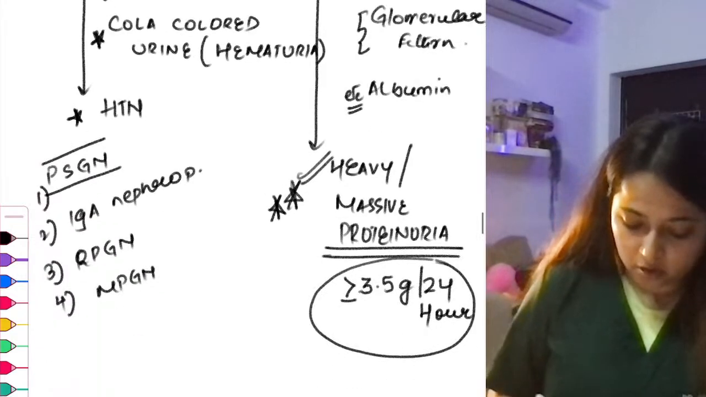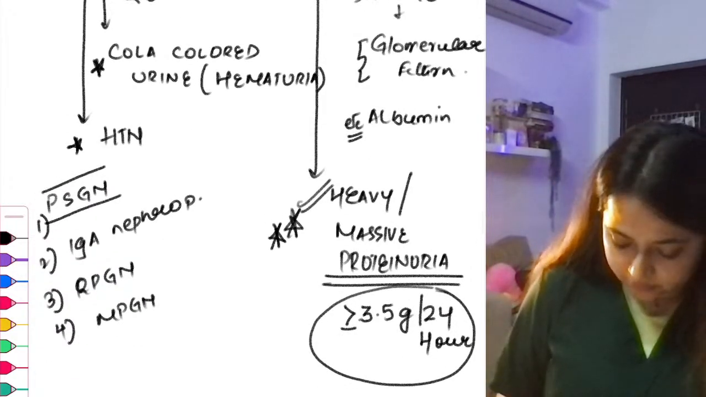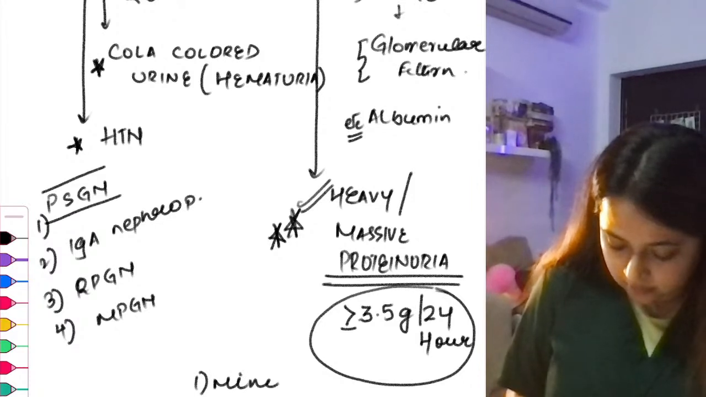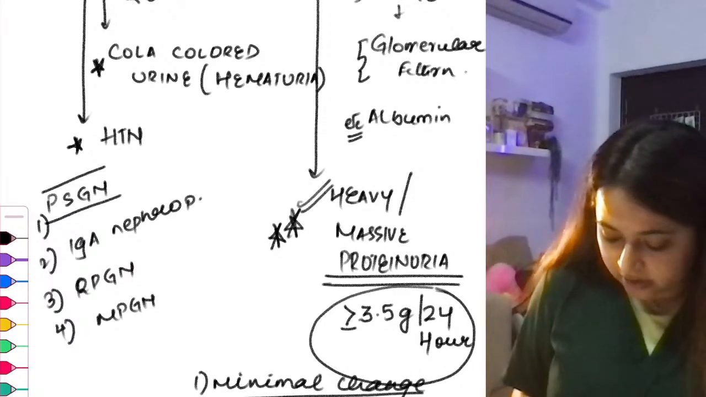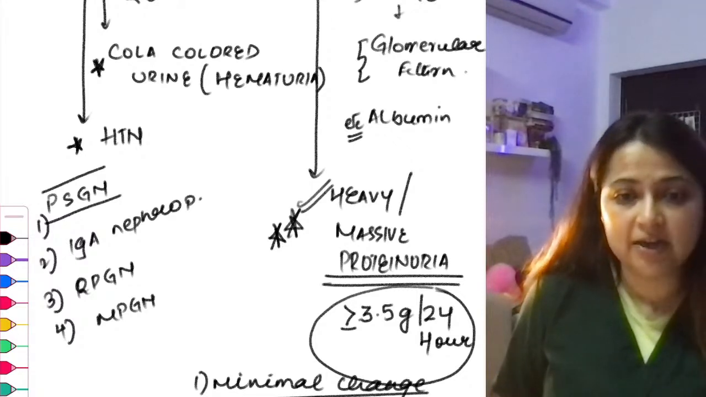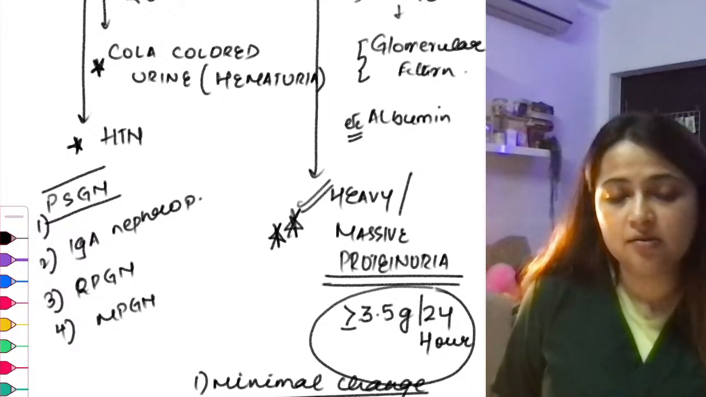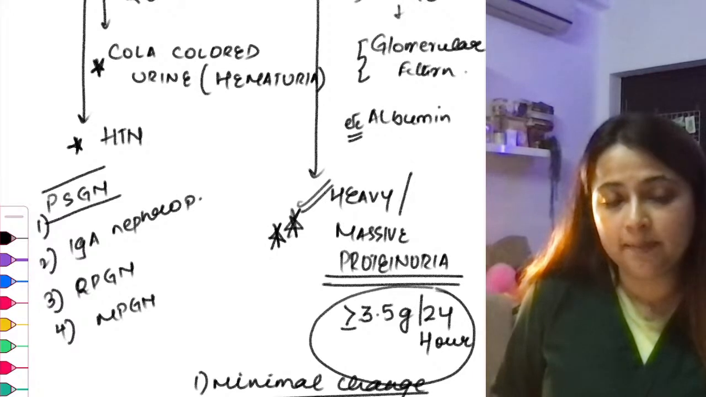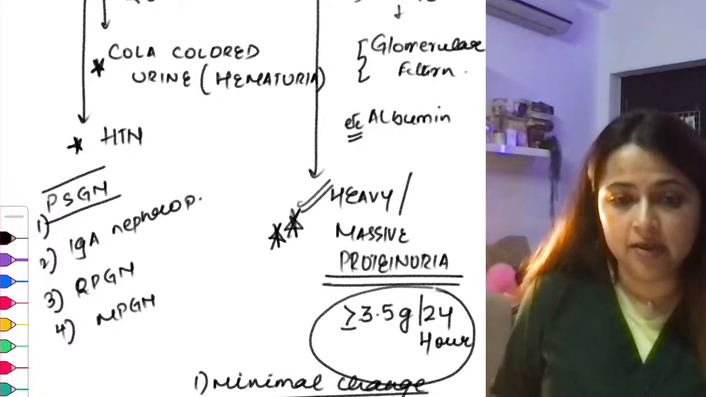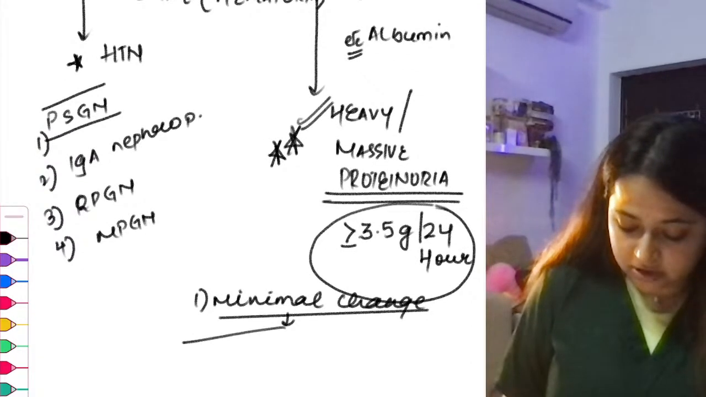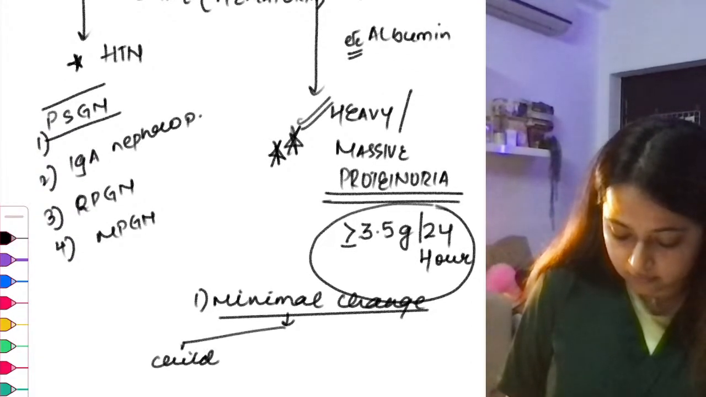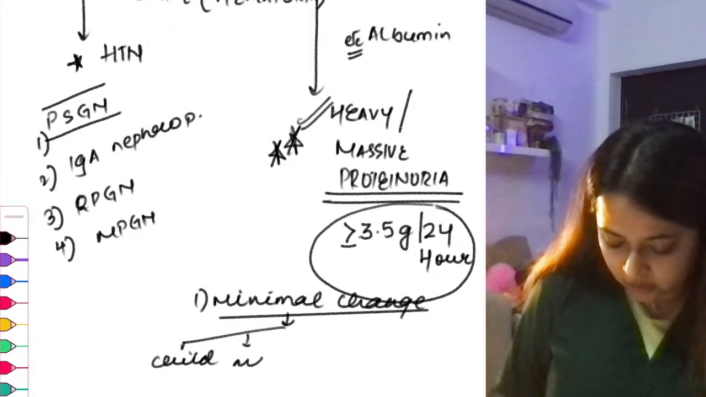When you talk particularly about the nephrotic, we have minimal change disease. For minimal change, guys, this is very, very important. They will give you a history of a child. Minimal change disease is a type of nephrotic syndrome which shows the maximum response to steroids. These are very important high yield keywords regarding minimal change. Number 1, child. Number 2, maximum response to steroids.